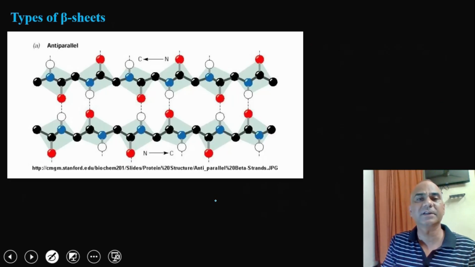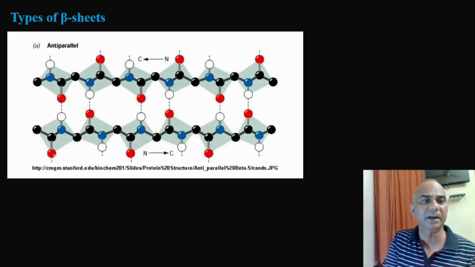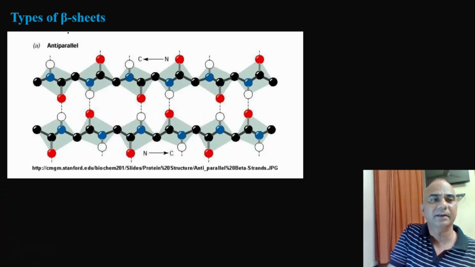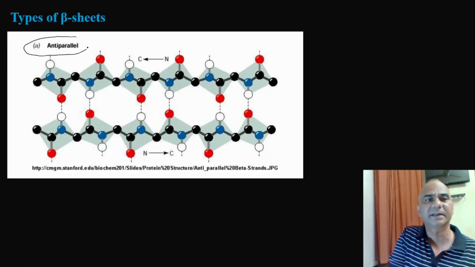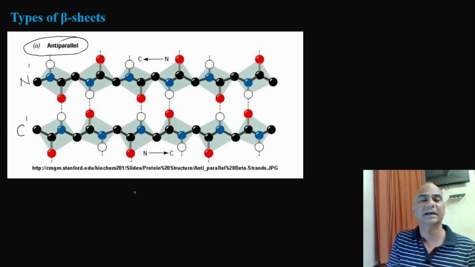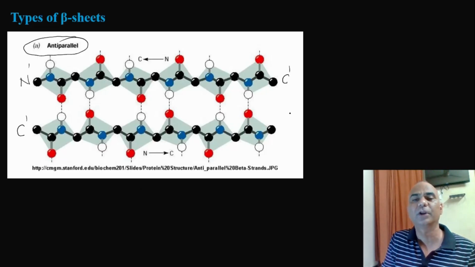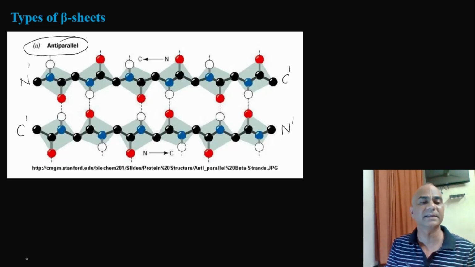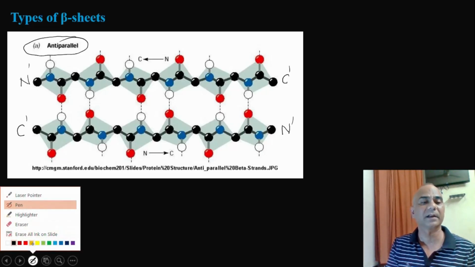So here this figure is also showing the anti-parallel arrangement of polypeptide chain. Here you can see it is written that anti-parallel arrangement means the N terminus of one polypeptide chain is just near to the C terminus of the other, and similarly on the opposite end the C terminus of a polypeptide chain is present near the N terminus of the other chain. Such kind of arrangement is called the anti-parallel arrangement.